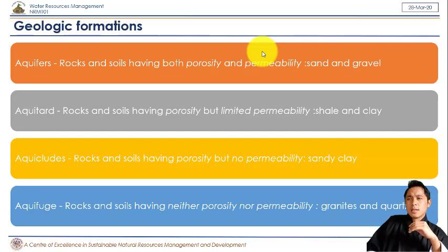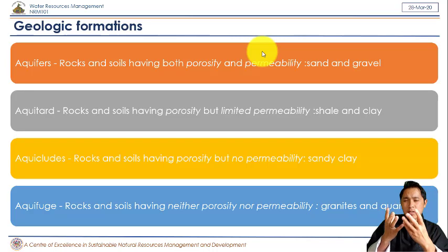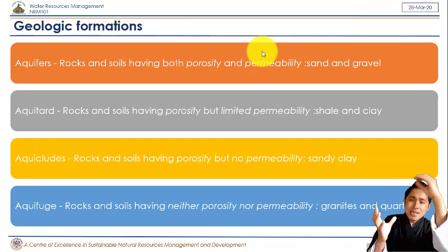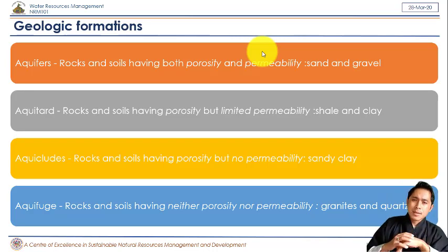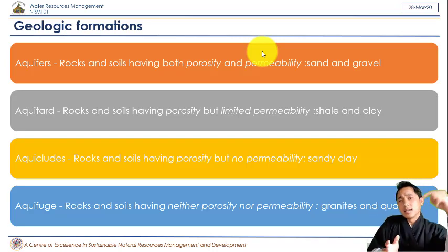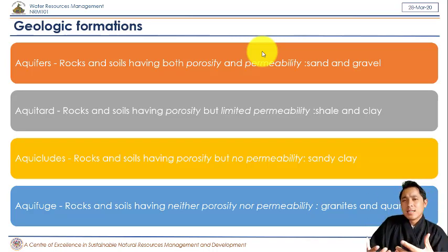Then we have the aquitard, which has porosity but limited permeability. It has air space, but the kind of rocks that aquitards are made of do not let water move or trickle down through the rock system easily, so the amount of water in this kind of rock is quite less. Though they have air spaces, the water moves very slowly, so less permeability. Examples are shale and clay.